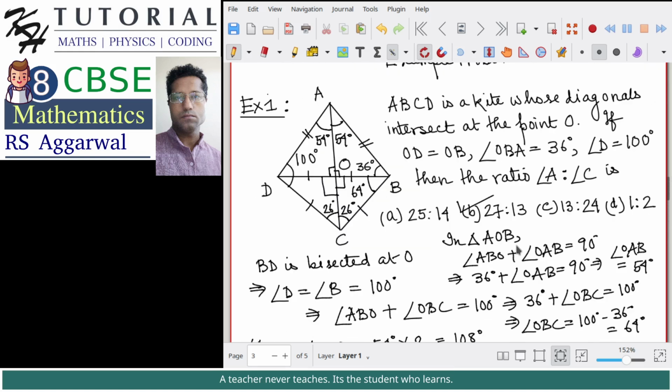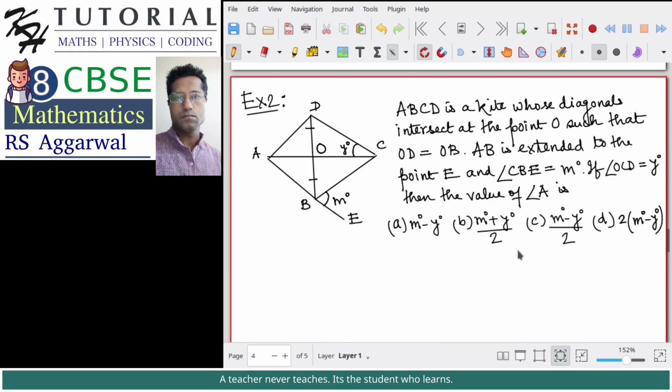Okay, let's do the next problem. ABCD is a kite whose diagonals intersect at the point O such that OD is equal to OB. Okay, so in this kite, the diagonal BD is bisected by the other diagonal. So definitely we will have angle D equal to angle B, and angle A and angle C will be bisected by the diagonal AC.